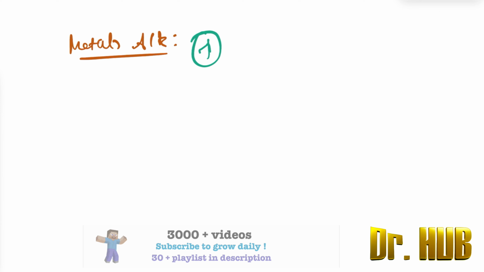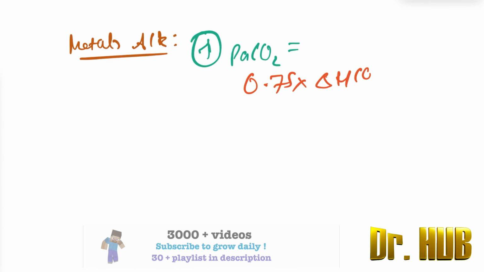Next we look at metabolic alkalosis. So what happens here in metabolic alkalosis? There is an increase in the PaCO2. PaCO2 is increased, and this is equal to 0.75 times the delta HCO3.